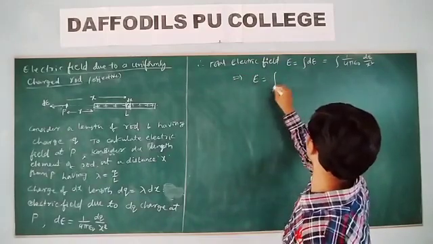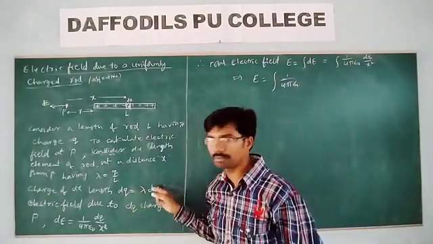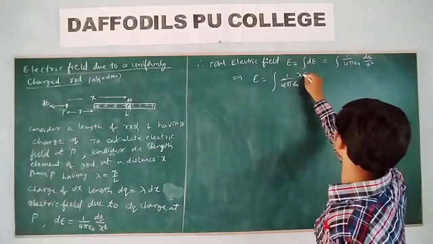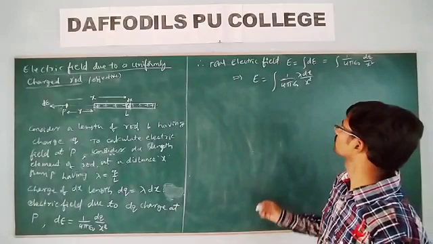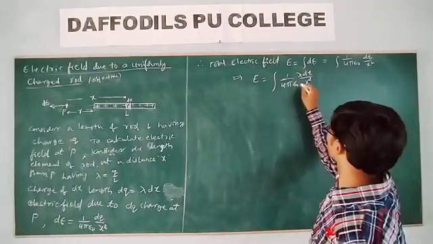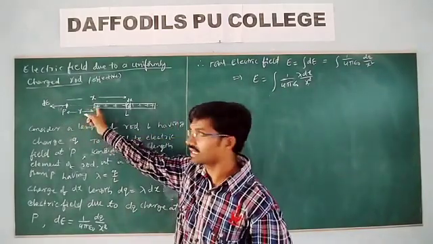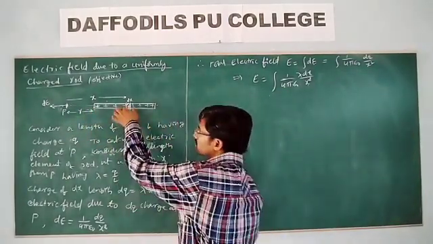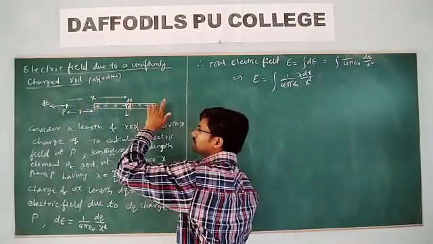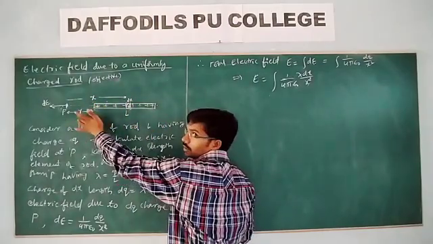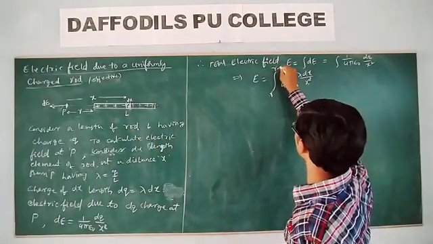E is equal to integral 1 by 4 pi epsilon naught dq. dq is nothing but what you know? Lambda into dx. Lambda dx by x square. And what is the limit? What is the limit of this distance x for the entire rod, for the entire length? We have seen for dx length, the distance from here to here. From this point what is distance R? From this point what is distance R plus L? From R to R plus L.